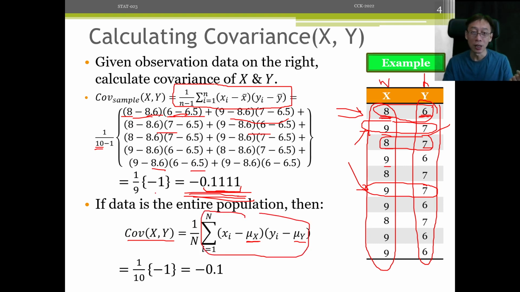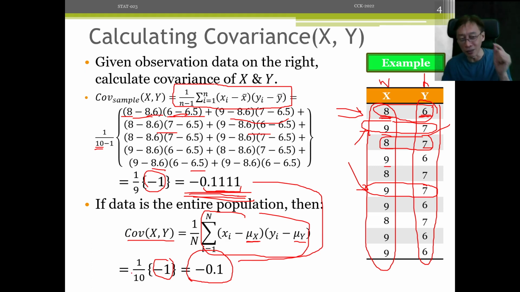So in short, we just copy the -1 here. And instead of dividing by 10 minus 1, we just divide by 10. Right? So in the end we get a different number. And careful here, it is not due to a rounding problem. It's actually based on a slightly different formula. So they'll be close by, but they will not be exactly the same. The difference is not rounding, it's actually due to differences in the population.